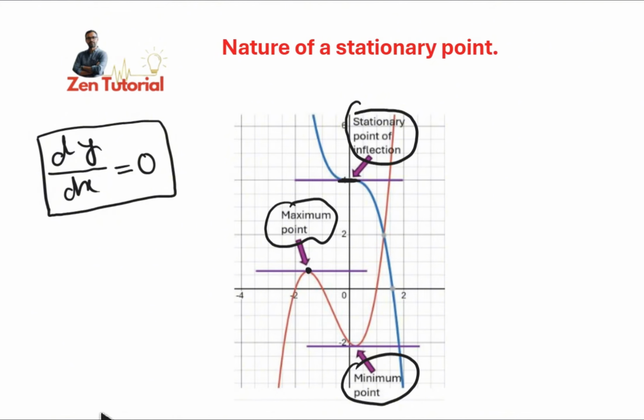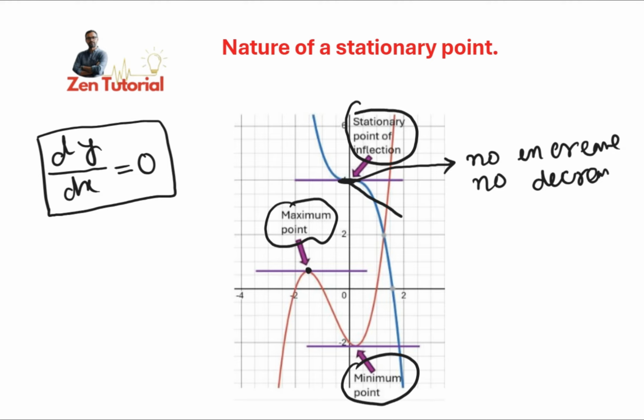Let's try right now. The stationary point actually represents that the graph is flat. As I mentioned, at this point, what is happening? No increase and no decrease. Where is the exact point? Here, say the value of x is equal to 1, just as an example, or any point. At that point there is no increase and no decrease, and it looks like a flat line or flat graph, right?